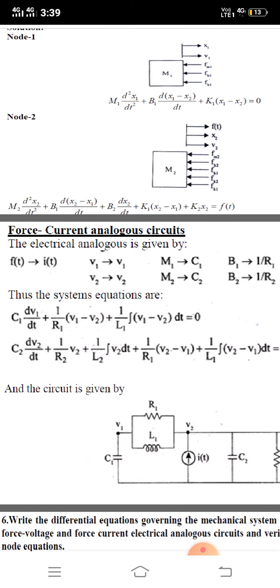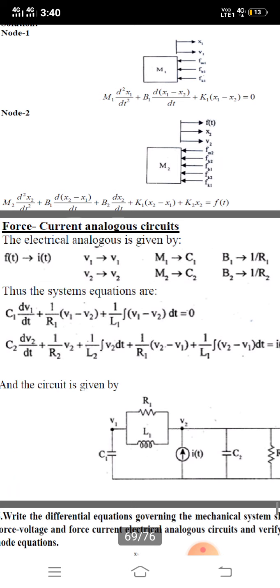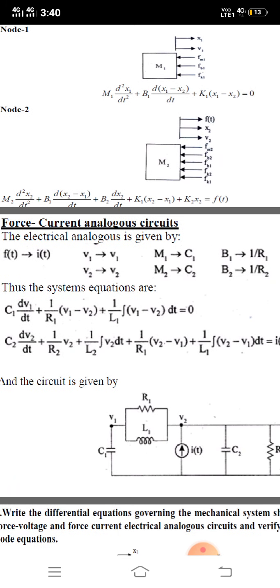Based on those differential equations, we adopt the electrical analogy circuits. So we replace those differential equation elements with electrical ones: C1 dV1 by dt plus 1 by R1 (V1 minus V2) plus 1 by L1 integral of (V1 minus V2) dt equals 0. This is the first differential equation. There is no input force across it.